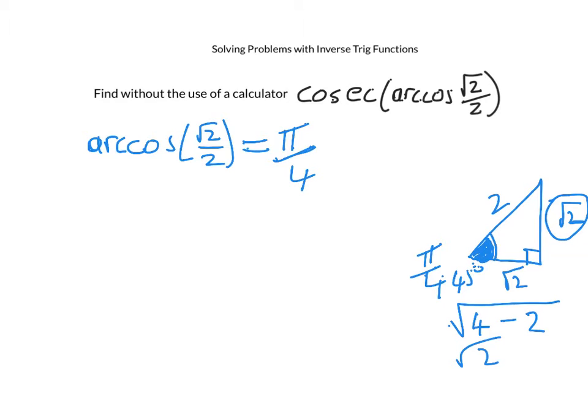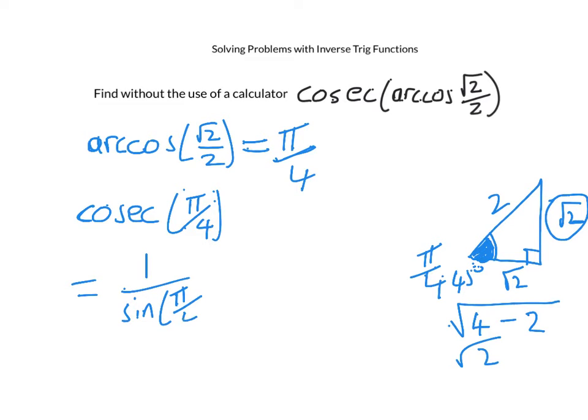You could always get these in an exam, but it's a good idea to understand where these are from. So we then need cosec of pi over 4. Well, that is, of course, 1 over sine of pi over 4. Well, sine of pi over 4, sine of 45 degrees. Well, from the same diagram, I can see that is actually root 2 over 2.